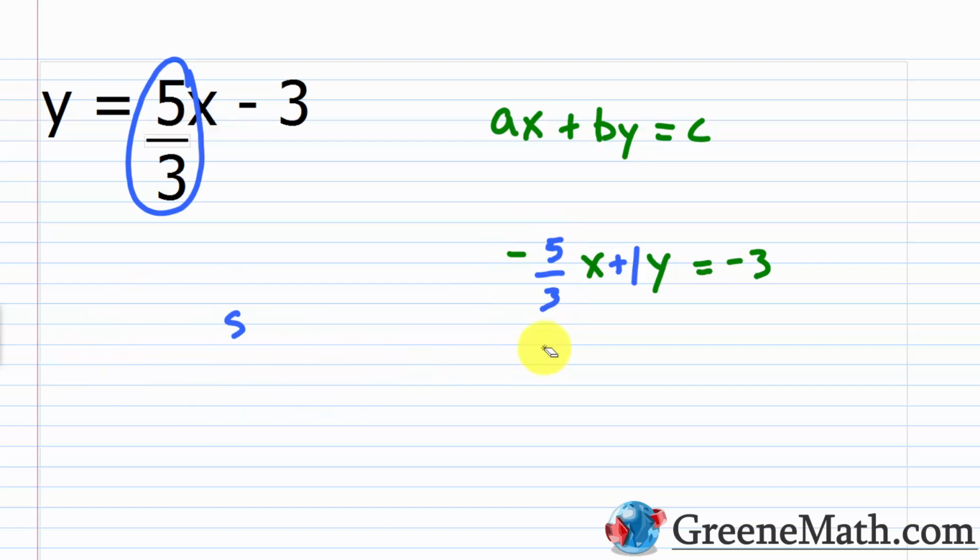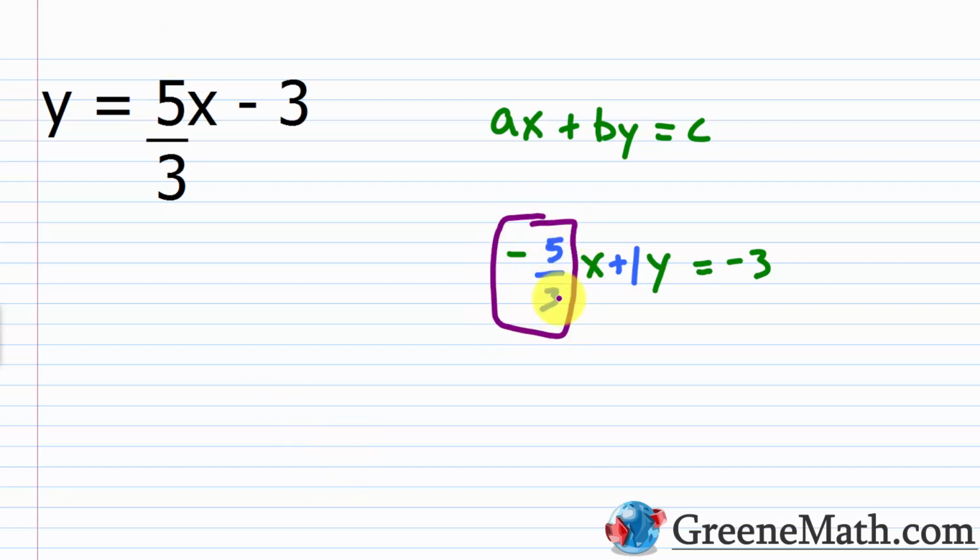But again, for our purposes, if we want a, b, and c to be integers and a to be non-negative, we need to do a little bit of work. So the first thing is to consider, how can I make this into an integer? Well, I can multiply both sides of the equation by 3 to clear the denominator. But at the same time, I want it to be non-negative. So I could just multiply by negative 3, and that would fix both problems, right?